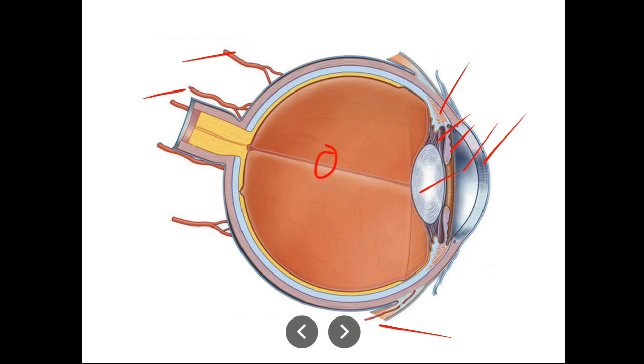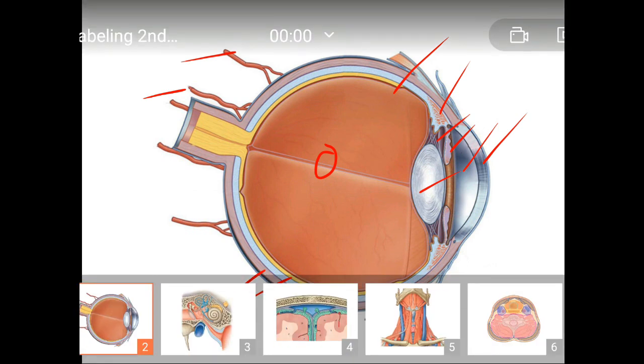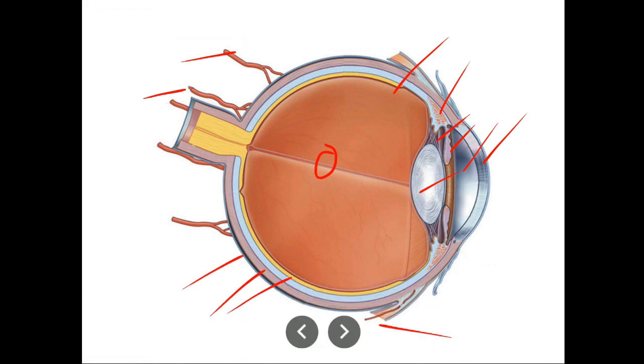Posterior vitreous chamber, and we have here the ora serrata, and we have the three layers respectively. The innermost one, the yellow one, represents the retinal layer, then the choroid, and then the outermost one is the scleral layer.